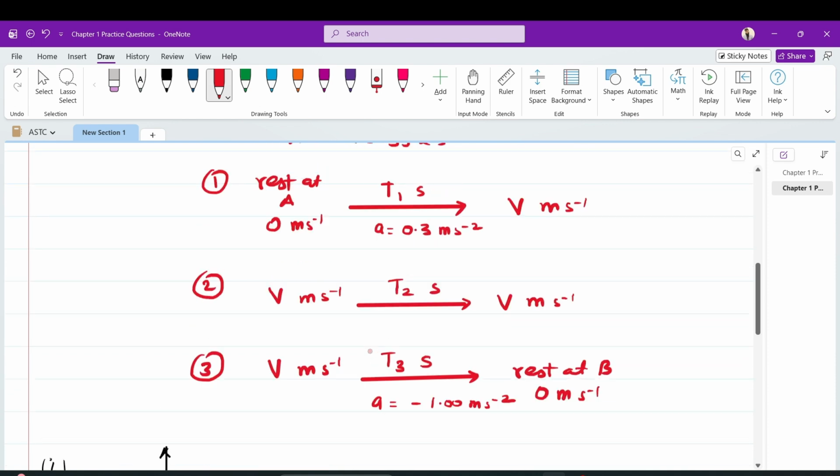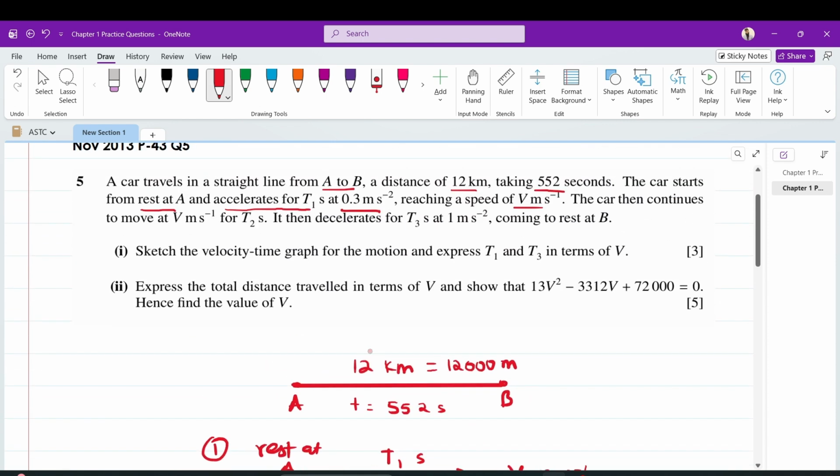Now let's move to part 2. Express the total distance traveled in terms of v and show that 13 v square minus 3312 v plus 72,000, okay, so this is a quadratic equation, equals 0. Hence find the value of v. So first we need to express the total distance traveled in terms of v, and that should equal this equation. Then we need to solve this equation. We need to find the value of v, so definitely we'll be using the quadratic formula, because these are big numbers. So instead of factorizing them, it is better to just use the quadratic formula.